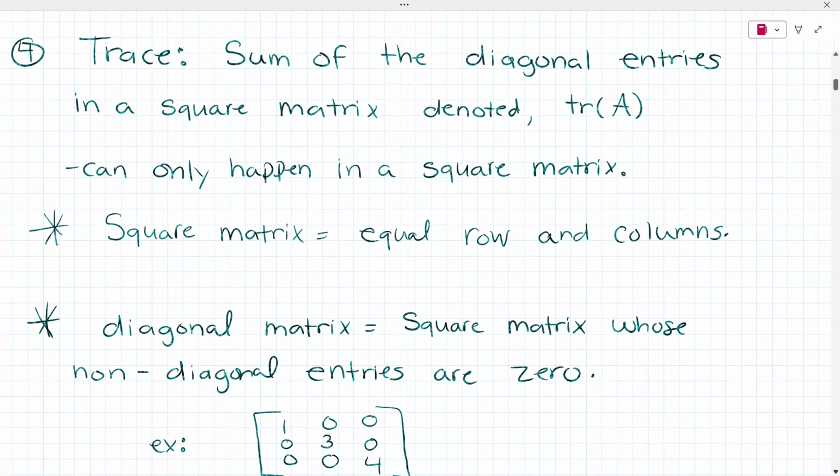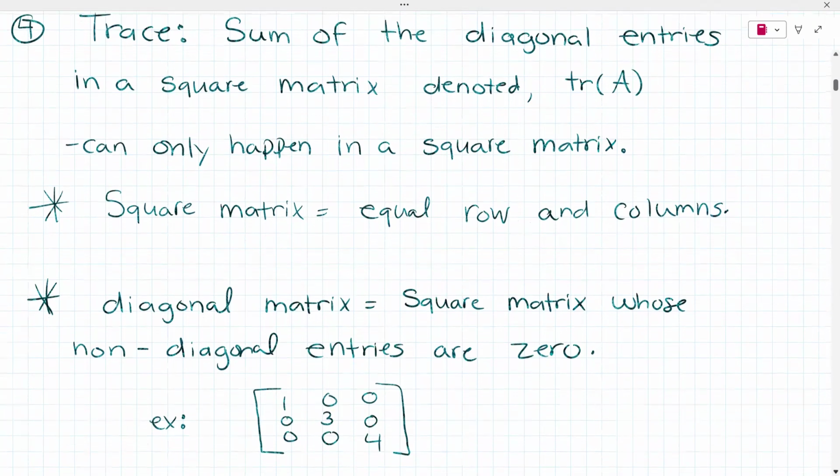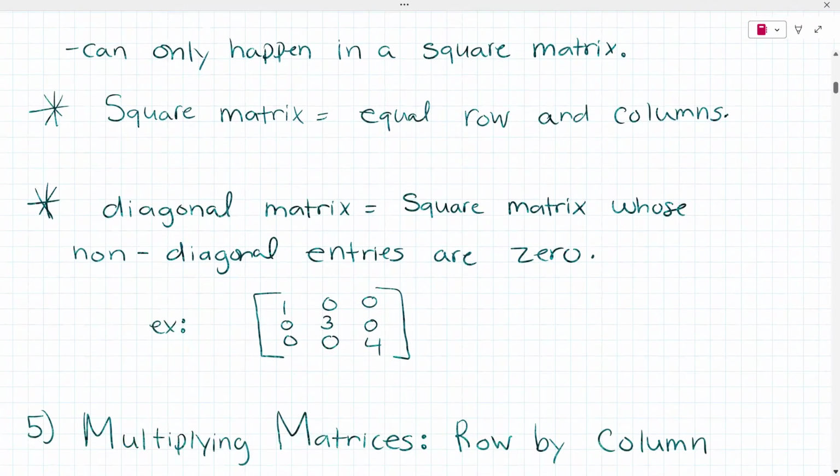What is a diagonal matrix? It's basically a square matrix whose non-diagonal entries are 0. So this is an example of a diagonal matrix. These numbers, 1, 3, 4, are non-zero, and the rest are zeros. That's how you know you have a diagonal matrix.